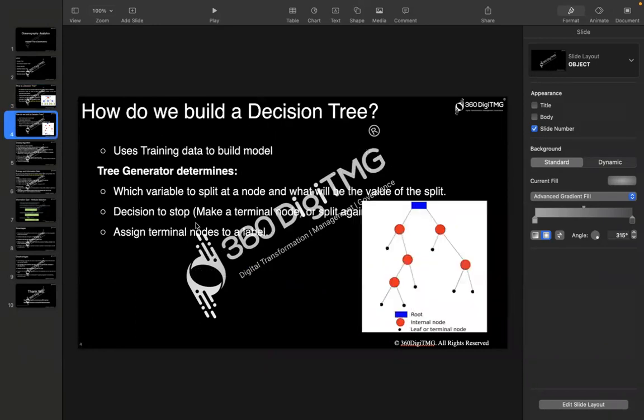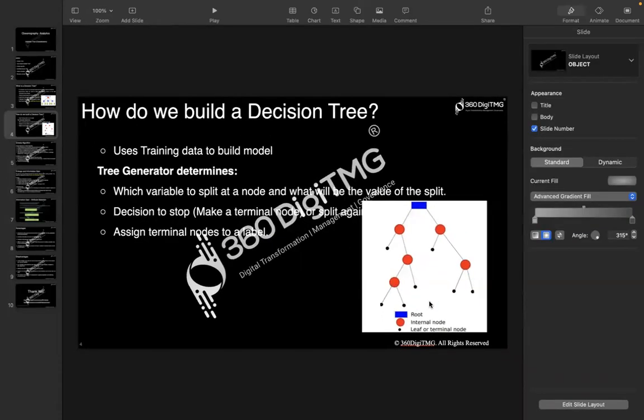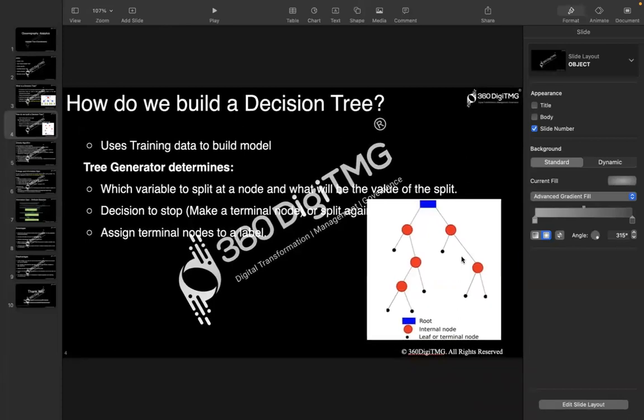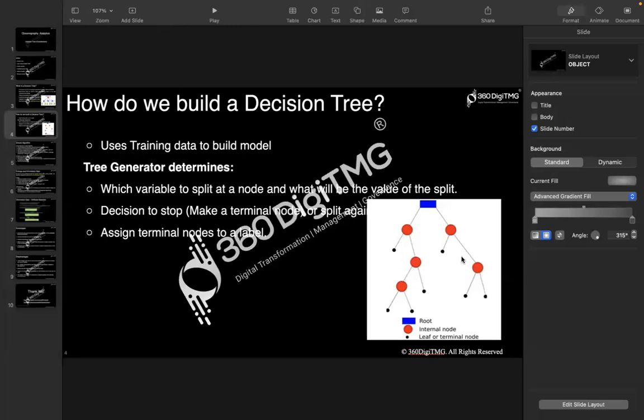Then we have how to build a decision tree. First, we have to use the training data to build a model. Then the tree generation determines which variables to split at a node and what will be the value of the split. Here we have an internal node and a leaf or terminal node. It assigns terminal nodes to the label.